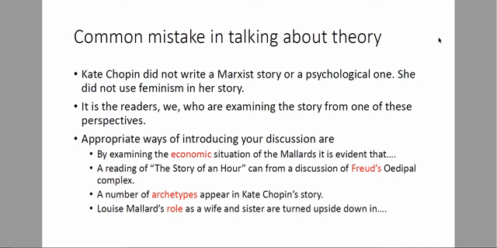So some things that you could say that are appropriate are, by examining the economic situation of the Mallards, it's evident that XYZ. Economic refers to Marxist, right? A reading of the story of an hour can benefit from a discussion of Freud's Oedipal complex. We're in the world of psychoanalytic theory there. A number of archetypes appear in Kate Chopin's story, so we're with myth and archetypal studies. Louise Mallard's role as a wife and sister are turned upside down, etc. And then we know we're in the area of gender studies or feminist scholarship. So I hope this is enough to get you started, and there'll be several other lectures on the individual critical lenses as well.